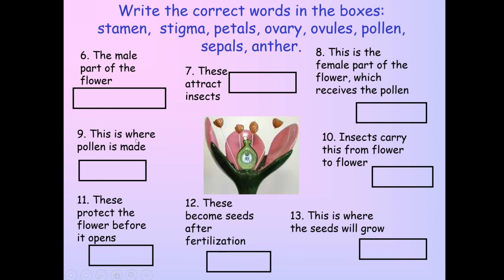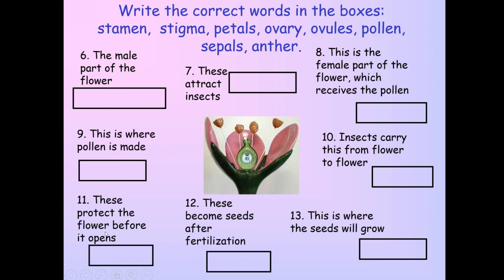Number 9, this is where pollen is made. Okay, pollen is made. How do you call it? Number 10, insects carry this from flower to flower. Okay, from flower to flower. How do you call it? The insects, the bees, carry it from flower to flower.